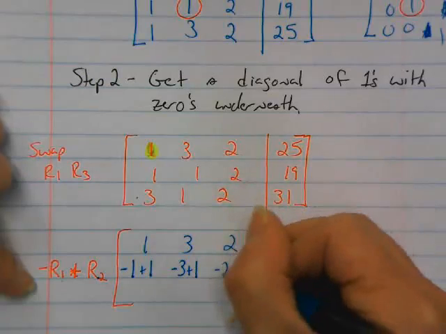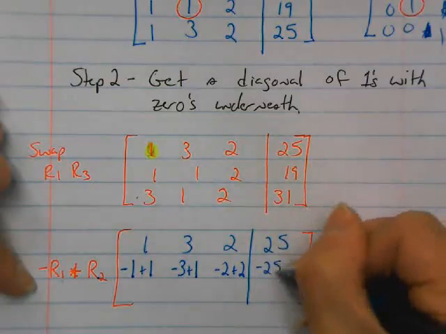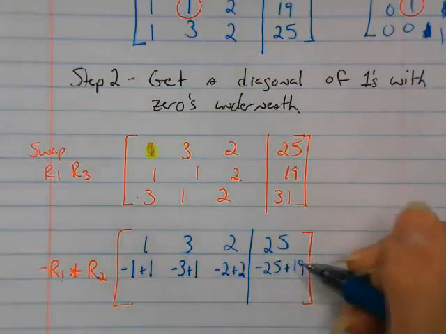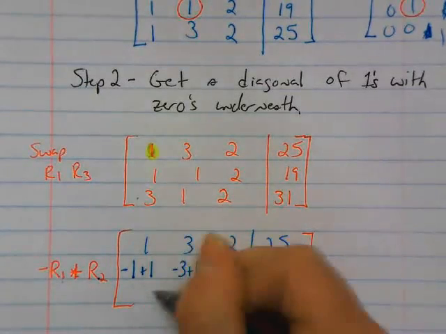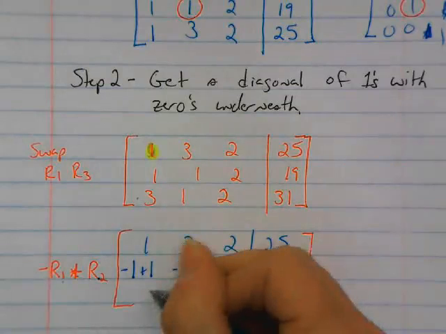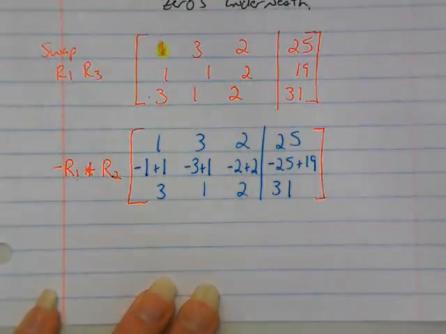Negative 2 plus 2. Negative 25 plus 19. Now, some people will try to do all this manipulating at once. When we get good, we're going to do that. But for right now, we're only going to focus on row 2. So it's going to take us a little bit of work, a little bit of writing. Alright? So let's just go ahead and fix.